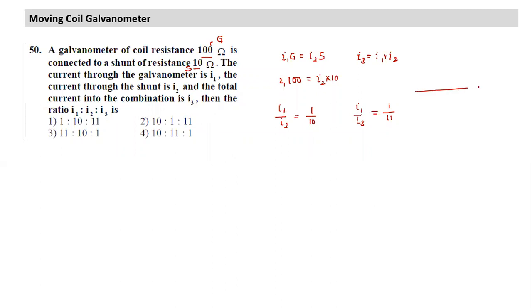If you recall this circuit here, this current I3 is coming in, going through the galvanometer as I1 and through the shunt as I2. So what is I3? I3 is I1 plus I2. So I1 by I3 is 1 by 11. So what is the ratio of I1 to I2 to I3?